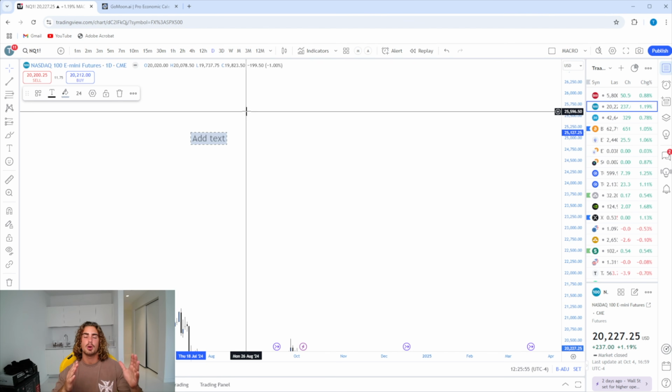I make sure that every single one of my students knows the actual confluence that they are using and why they're even taking a trade in the first place. If you don't know why you're taking the trade, you probably shouldn't be taking the trade. So we need to understand our confluences fully. So that's why we're going to be explaining this right now.